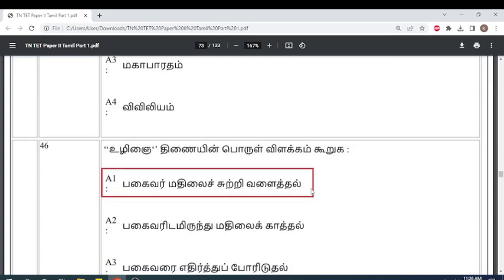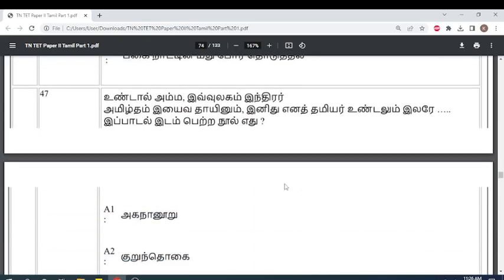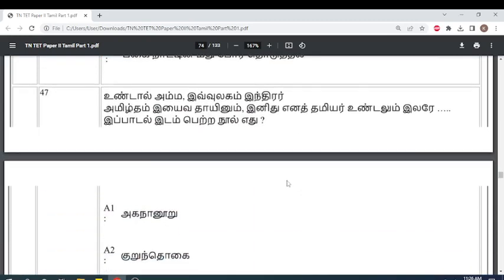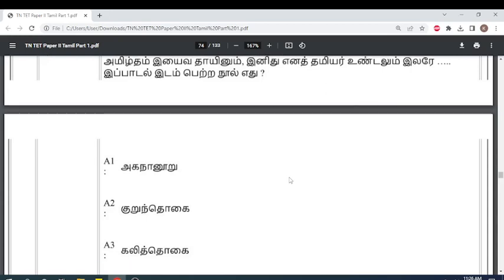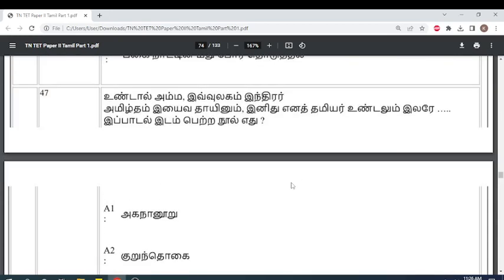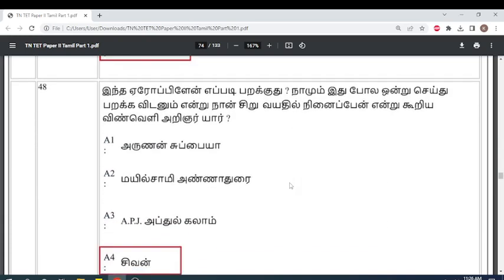46th answer A1. 47th answer A4. 48th answer A4.